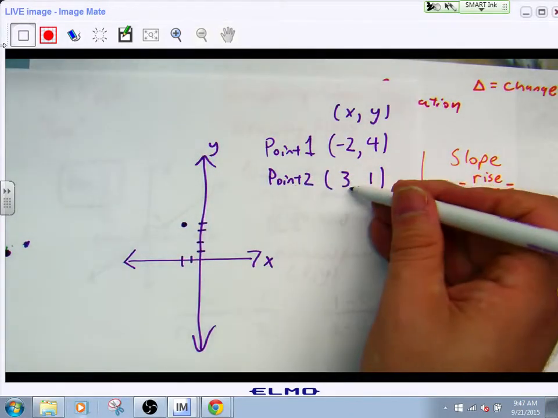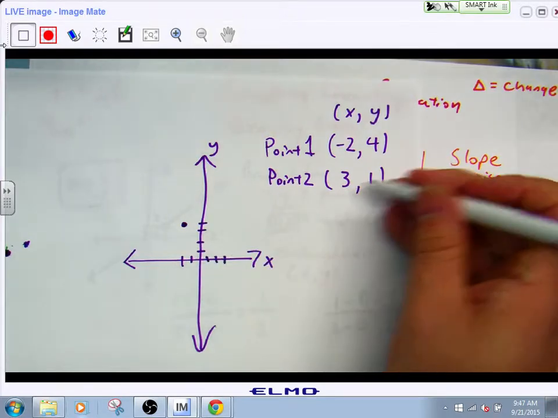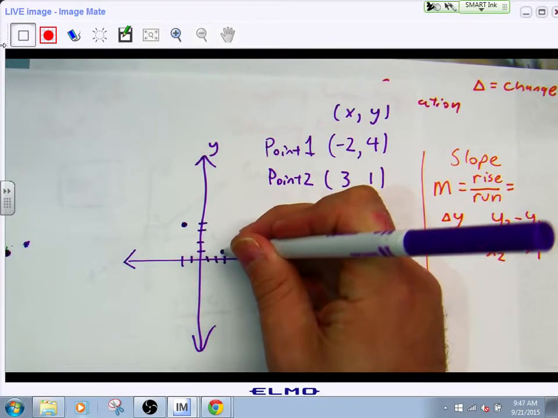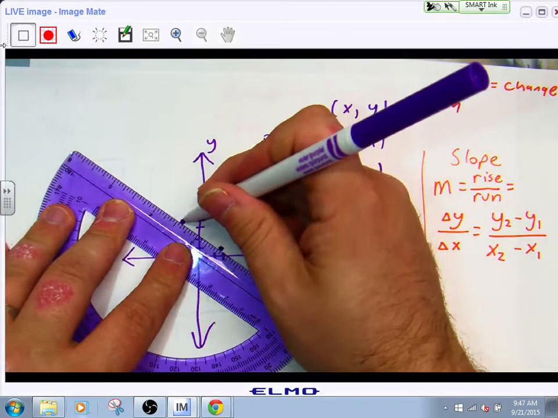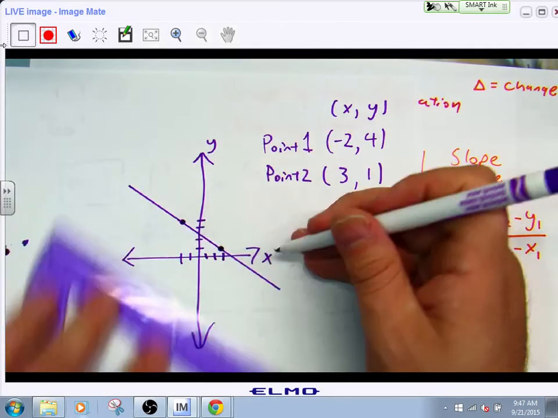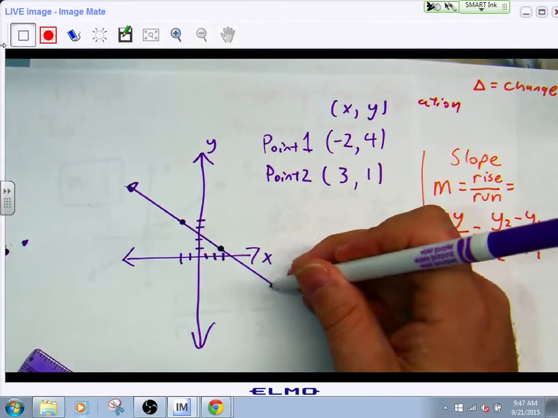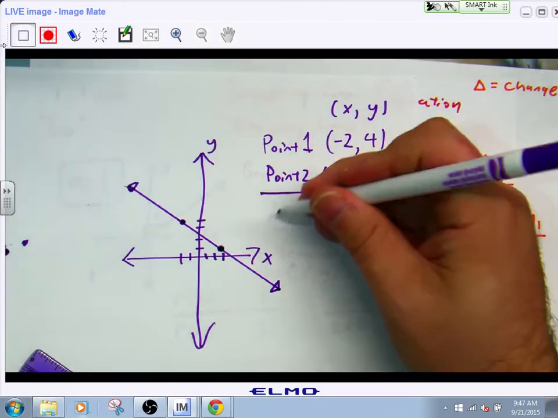For point 2, I'm going to go 3 over my x, 1, 2, 3. And for my y, I'm going to go up 1. It's right there. There's my line. I'm going to connect the dots. Just like that. Put arrowheads on it so it's clear that it goes on for infinity in both ways. But now, I want to find my slope.